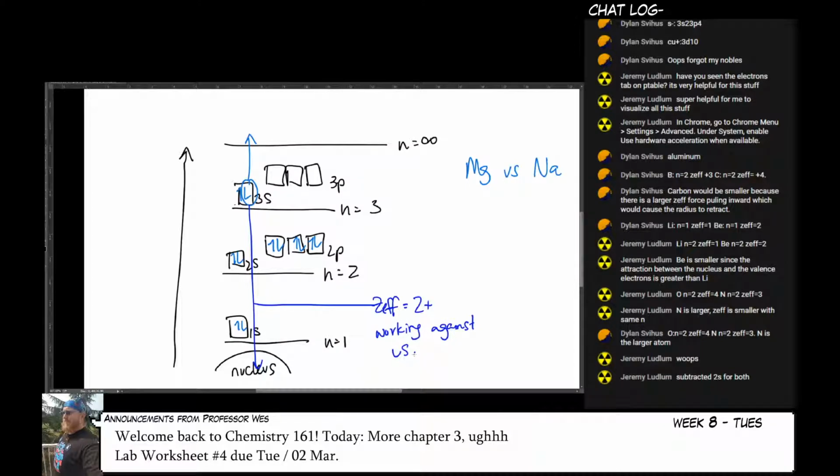So if I want to move my electron that distance from n equals 3 to n equals infinity, I have to put enough energy in to overcome a force of 2+. That would be for magnesium. Okay. Now what we're going to do is we're going to get rid of this.